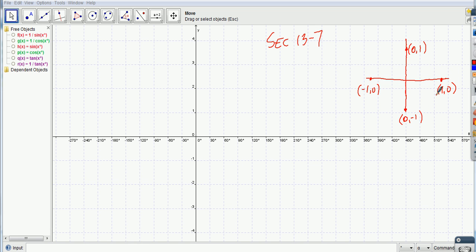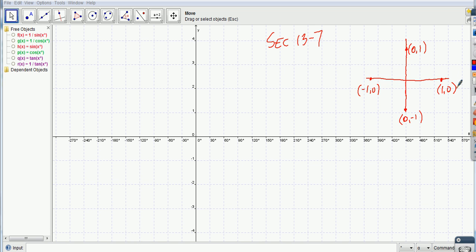Now remember, what's the cosine? Which one of these parts of the ordered pair is the cosine? It's the x, it's the first one. The first one is the cosine, the second one is the sine. How can you remember that easily? Alphabetical order, good. Just remember, it's in alphabetical order. So cosine first, sine second.